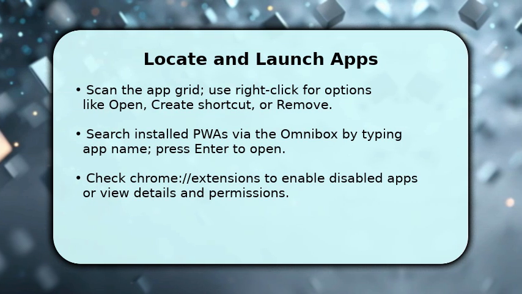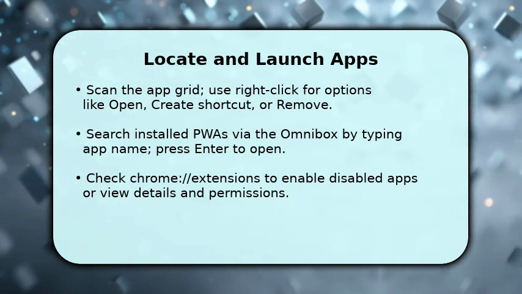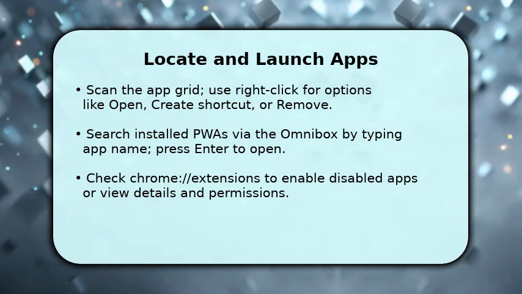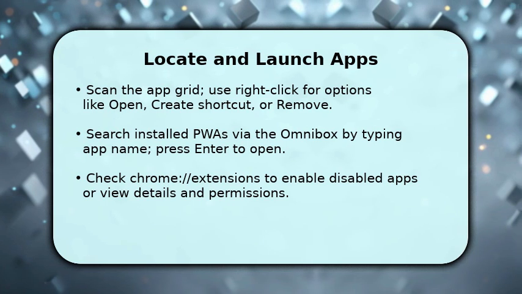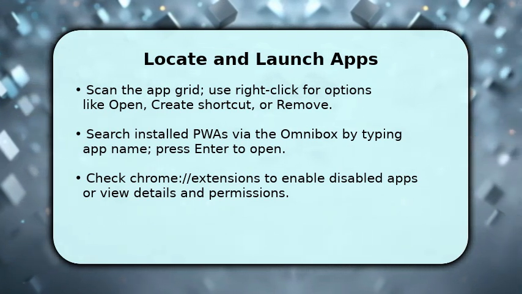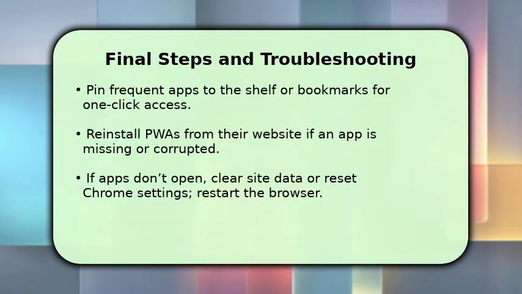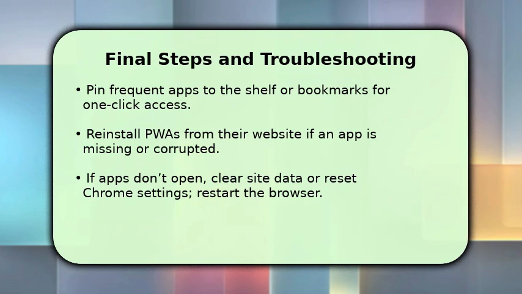Once done, visit chrome://extensions to re-enable disabled apps or view permissions so you understand why an app needs access. These steps let you quickly manage and start apps with confidence. Finish by pinning frequently used apps to the shelf or creating bookmarks for one-click access.